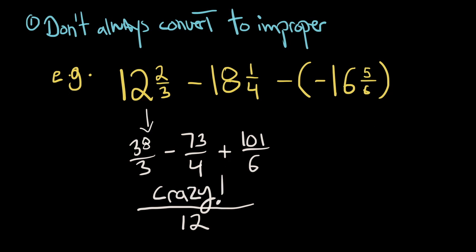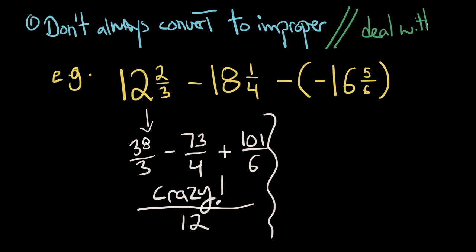Let's talk about efficiency though. Let's not do that. Let's just kind of cut that up. So when I say don't always convert to improper, you could just deal with the fraction part separately. What do I mean by that? I want to deal with this stuff. 2/3. I want to take away 1/4, and I want to add 5/6.